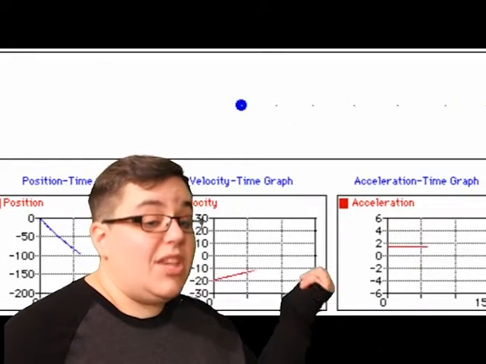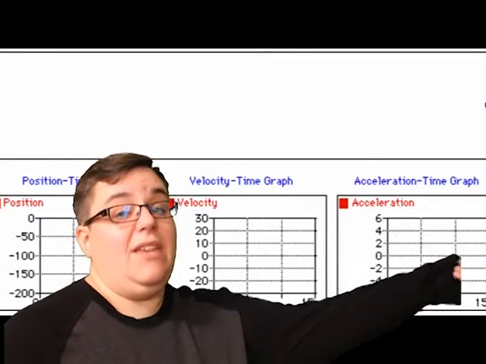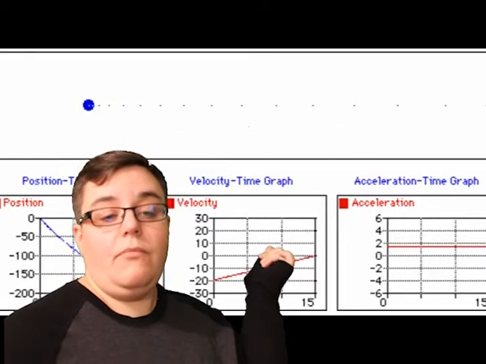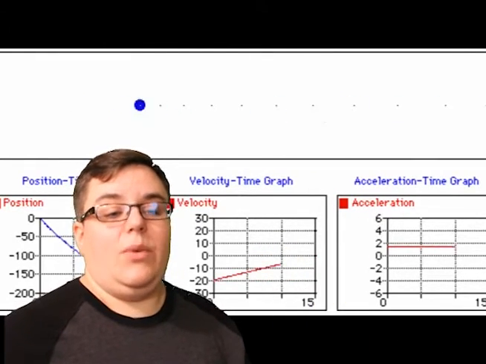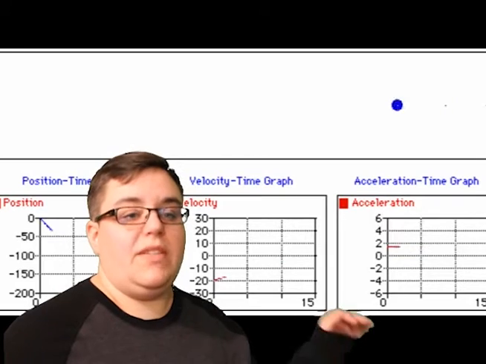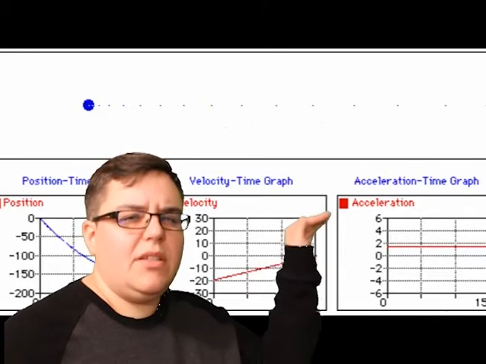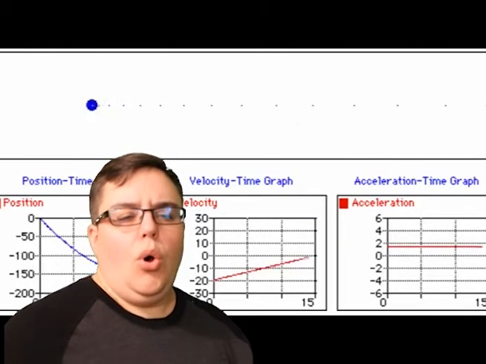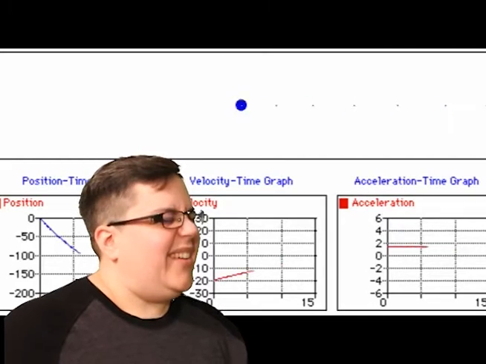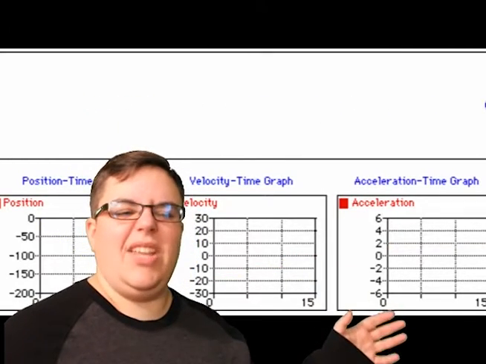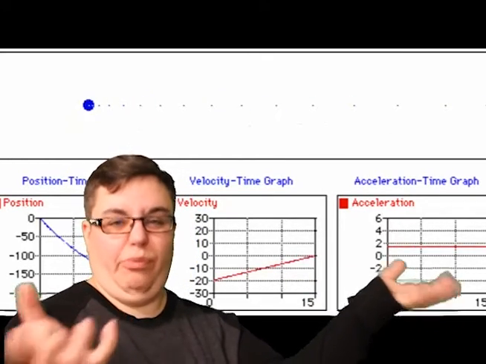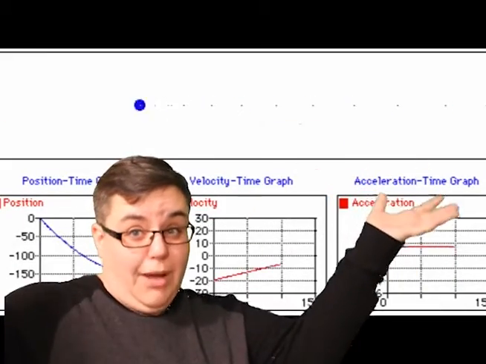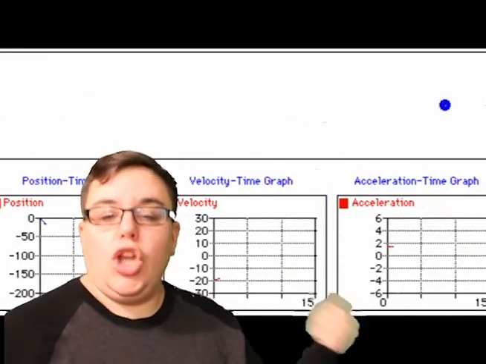So what happens if we have a negative velocity and a positive acceleration? So this dot is moving in the negative direction, and we slow it down, which is a positive acceleration in this case. What? I can put positive acceleration and it means I'm putting on the brakes? Mind blown again. Look at the graphs.